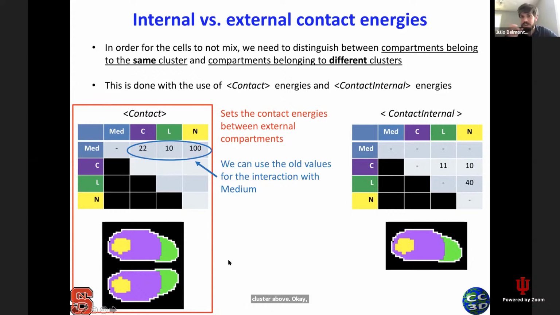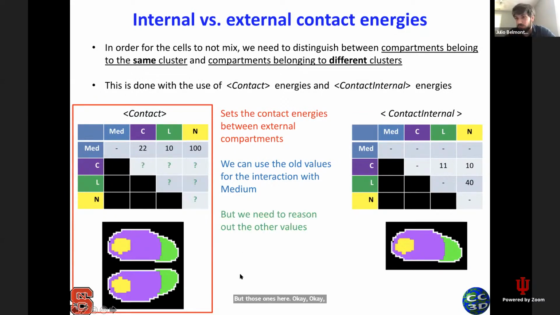In the case where we are doing the same model as Gilberto did, but now for two different cells, the contact energies of those compartments with the medium can still be the same, right? The medium cannot be a compartment of a cluster, so that just stays the same. But for those ones here, we have to reason out what those values should be. Does anyone have an idea of how big or small those values have to be compared to these ones here on the right?